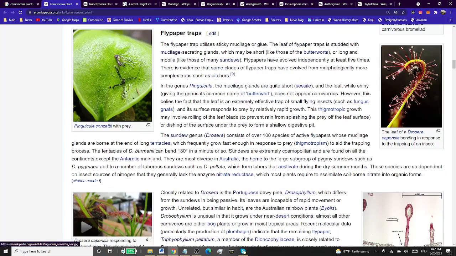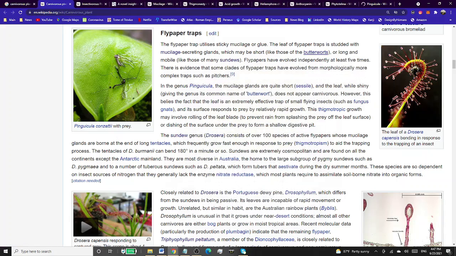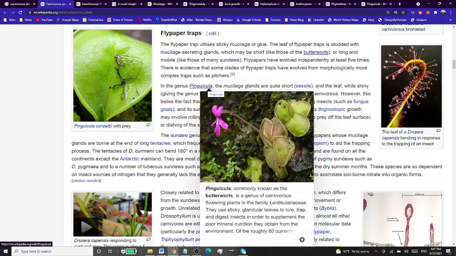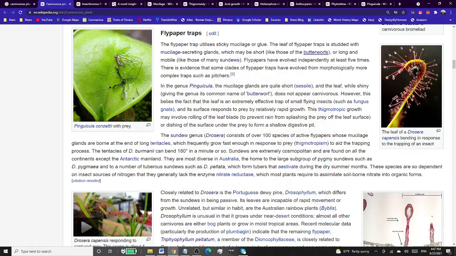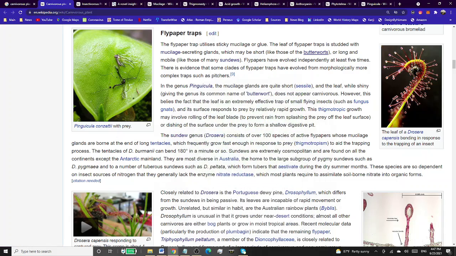Ooh. These are the flypaper trap ones. Let's see. Some of them. Here's another one with the butterworts here. Oh, so this is what sessile means. If you don't have a stalk, you're very short, so it's sessility. You're sessile.